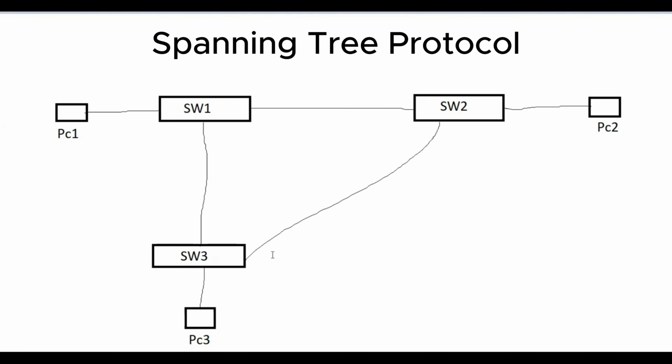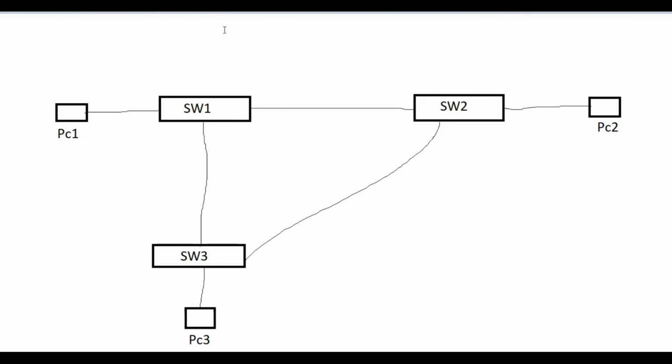Now, if these two links are open and switch 3 sends some frame, this link will send the frame, and also this link will send the frame. So switch 1 will receive multiple copies of the frame. And if this continuously happens in the network, switch 1 will receive many frames unnecessarily. To avoid this, we have spanning tree protocol, which is STP. STP's main job is loop prevention. This is its main job.